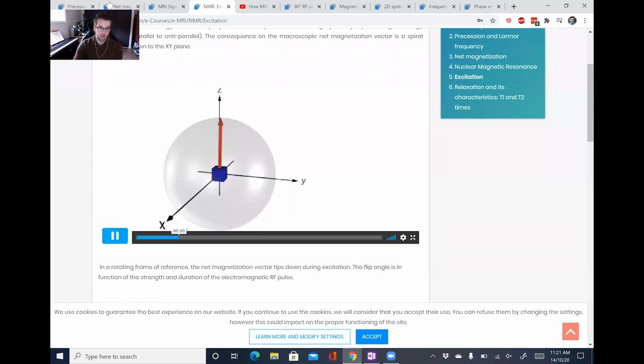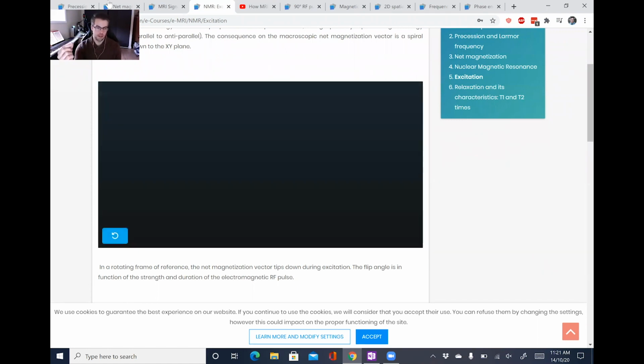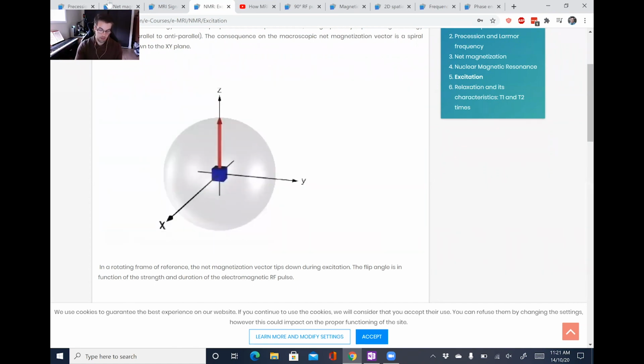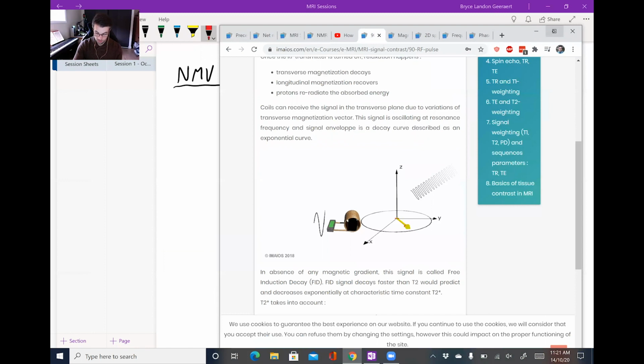If we have our B1 field, that net magnetization vector is just going to keep the same magnitude, but also spin as it's tipping, and it's only tipping effectively because of the application of B1 at the Larmor frequency. I'd like to get to the next tab as well, so I believe it's also useful.